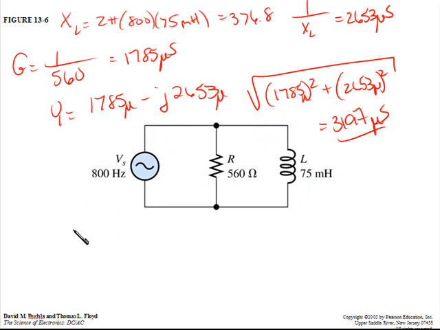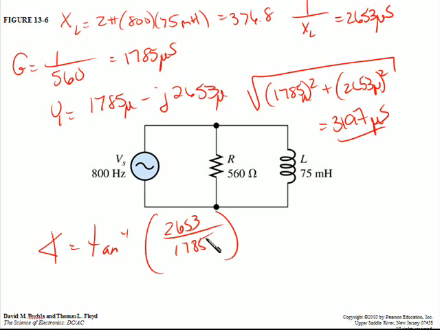And the angle then is going to be the inverse tangent of 2653 divided by 1785, so 2653 divided by 1785, inverse tangent, 56 degrees.